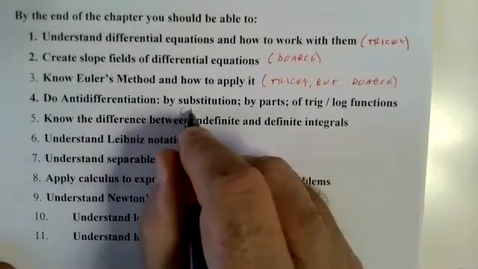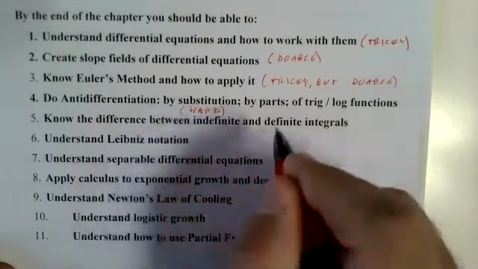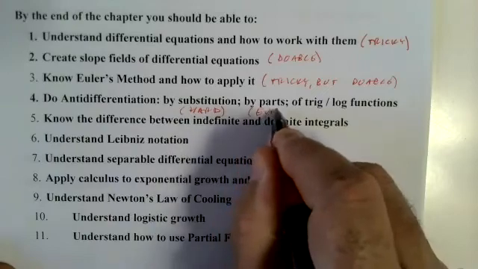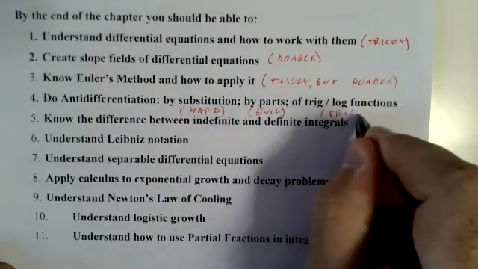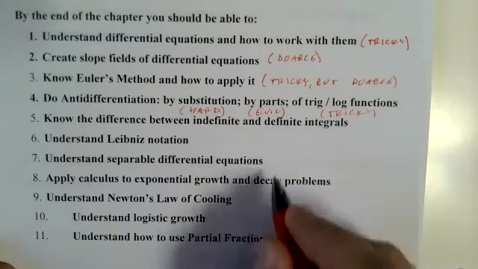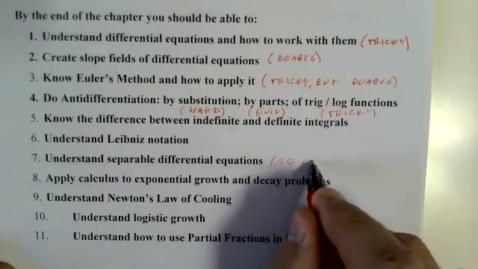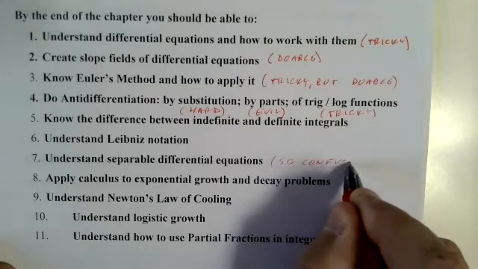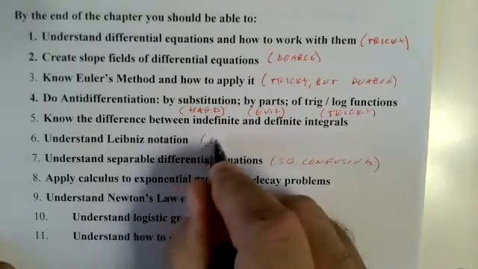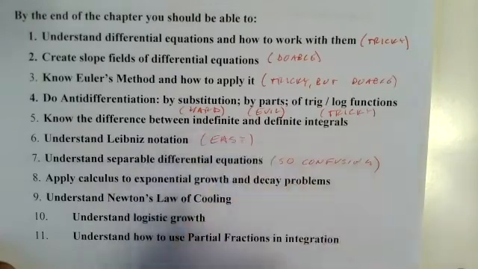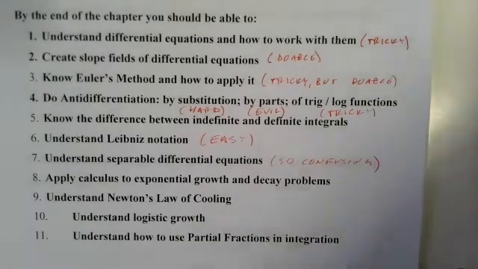Anti-differentiation by substitution, hard. By parts is actually easy, but everybody considers it evil. And trig log is just tricky. Separable is just so confusing. People have just kind of checked out by this point. Leibniz notation is easy. Red pen is running out of ink. I'll get a new one in a minute. There we go.